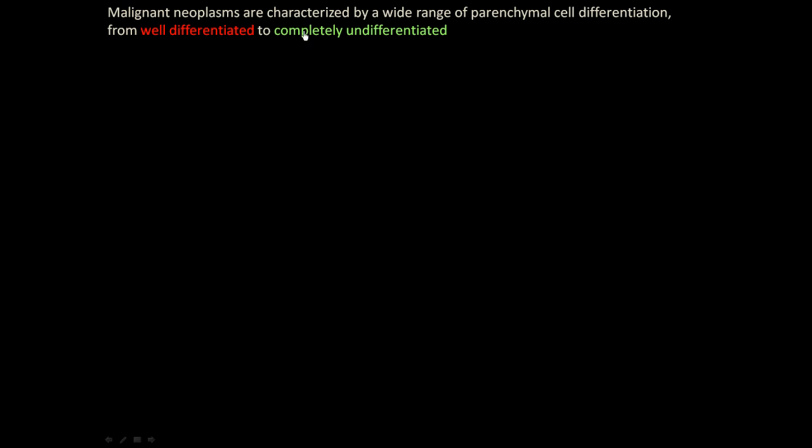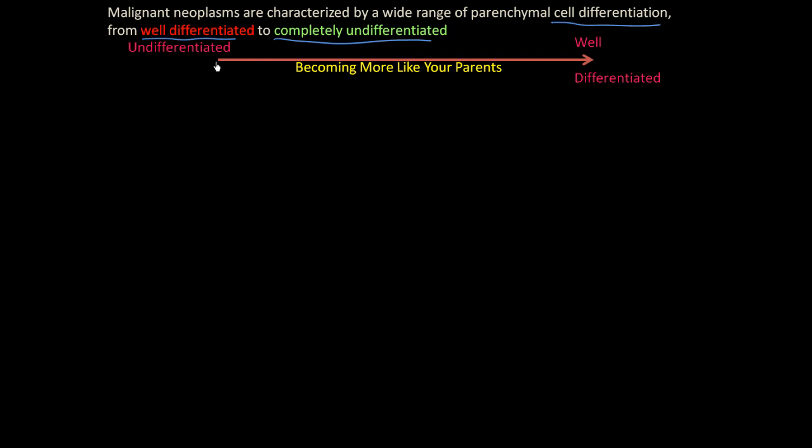So malignant neoplasms are characterized by a wide range of parenchymal cell differentiation, from well differentiated to completely undifferentiated. So here's that continuum again. Undifferentiated clear up to well differentiated. Benign neoplasms sit in this camp of well differentiated, but malignant neoplasms can range the whole spectrum. They can be not a lot like their parent, or they can be a lot like their parent cell.